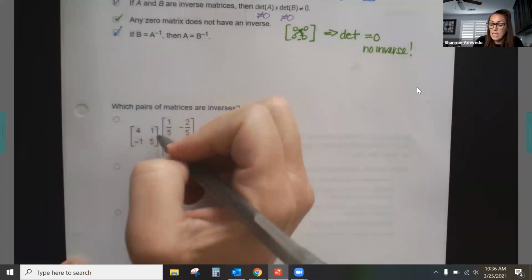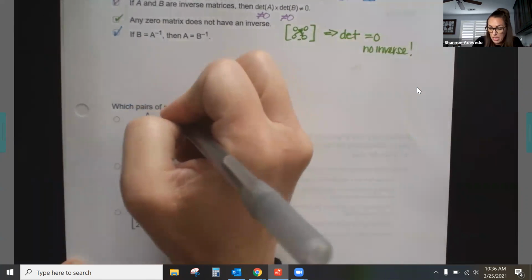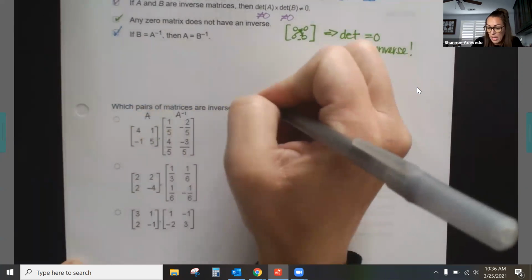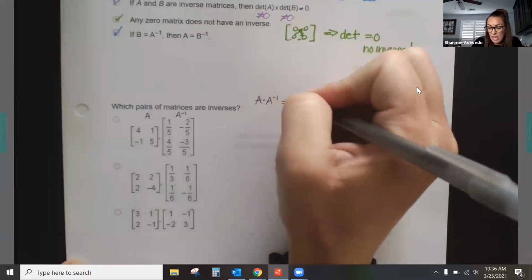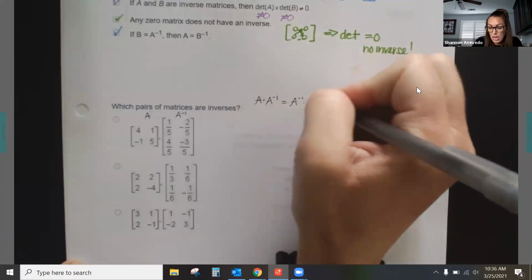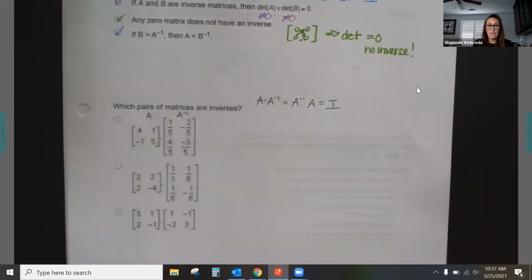First thing is I can multiply them out. So if this is my A and this is my A inverse, then I know A times A inverse has to equal A inverse times my A, which has to equal my identity. So I can multiply them out and see, does it equal my identity? I can multiply them both ways and see if it equals my identity.